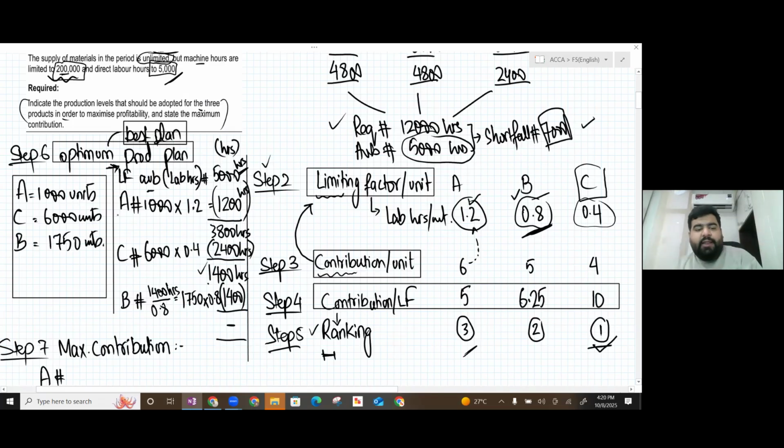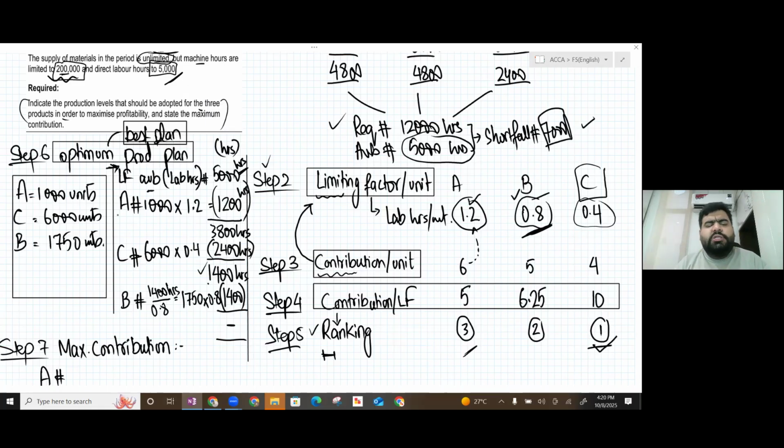But where is the planning factor? Actually, we have made the best plan. How? Because we first calculated contribution per limiting factor to identify the first product on which to use the labor hours. Since labor hours are in shortage, we need to use them first for the product giving good contribution and profits. That's why our ranking was C, B, and A.